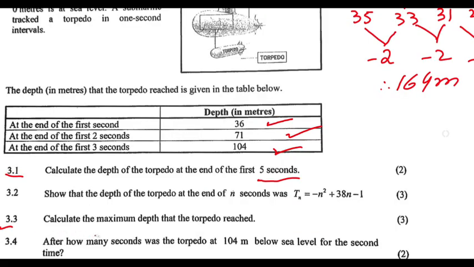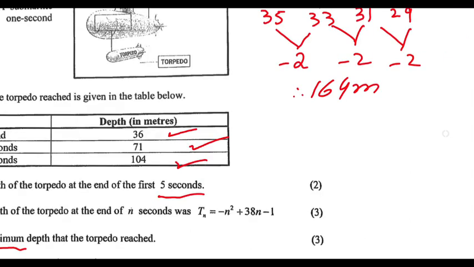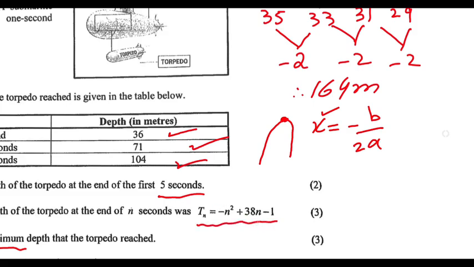So question 3.3, calculate the maximum depth that the torpedo reached. So we need to find the maximum. Remember, this is a sad parabola actually, and to find the turning point of the sad parabola, I can use x is equal to minus b over 2a. He's looking at the maximum depth, so I'm going to obtain the x value through this, and then put it back into the Tn quadratic equation to get the maximum depth.